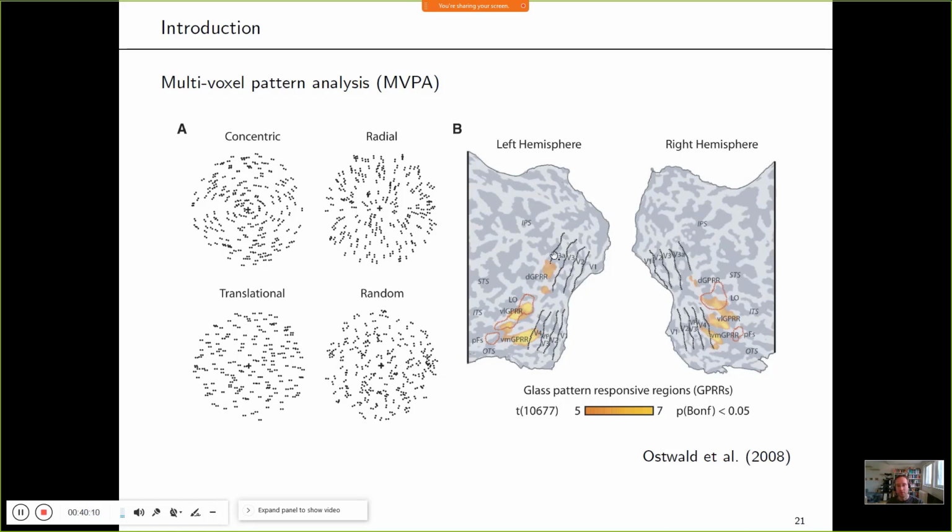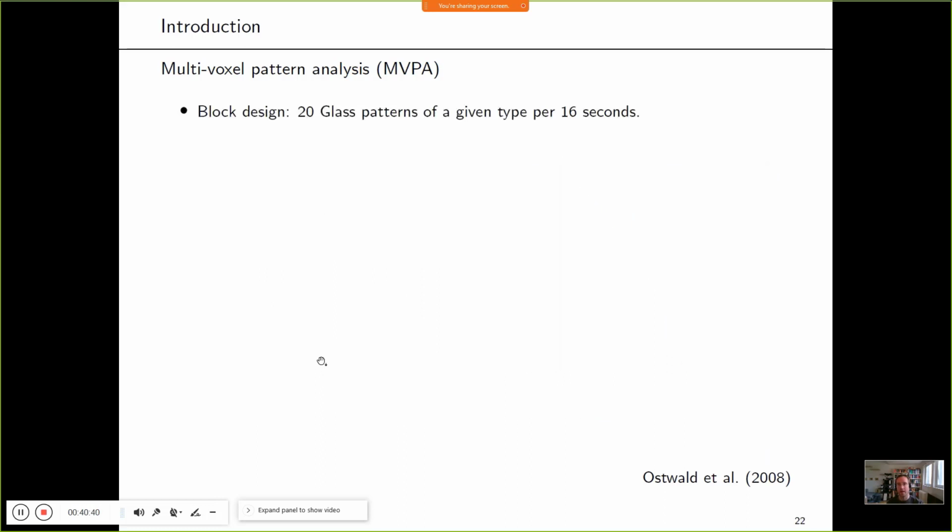We wanted to know how well voxel activation patterns in these different regions can discriminate between these different stimuli. The point is that essentially all of them have very similar local statistical properties, but they have globally different statistical properties.